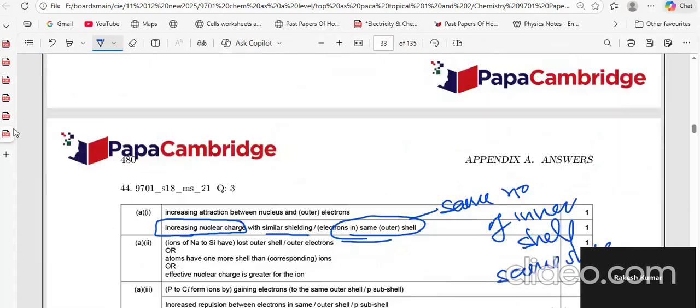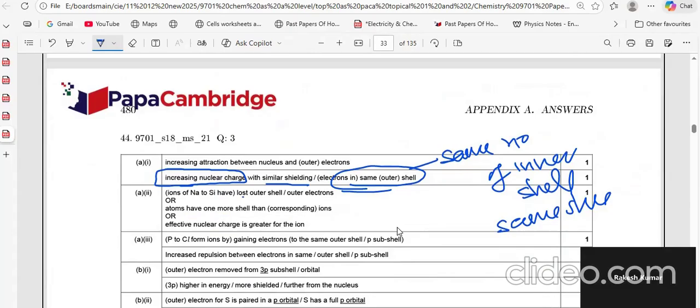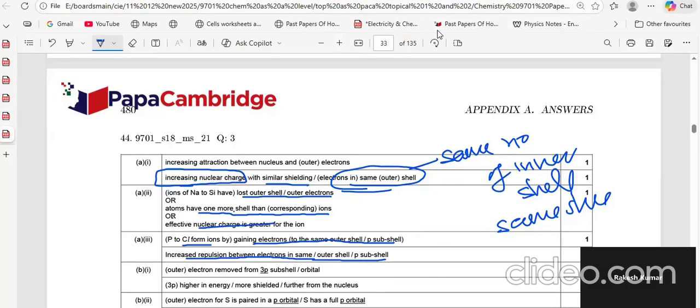Let me show you the answer. Outer shell lost: atoms have one more shell than the corresponding ions. Or he says the effective charge is greater. In P3-, he says gaining electrons leads to increased repulsion between them. He doesn't say inter, and he doesn't say spin pair repulsion. He says increased repulsion in the outer shell or p subshell, and that's all three parts. So you understand? He's trying to cover everything.